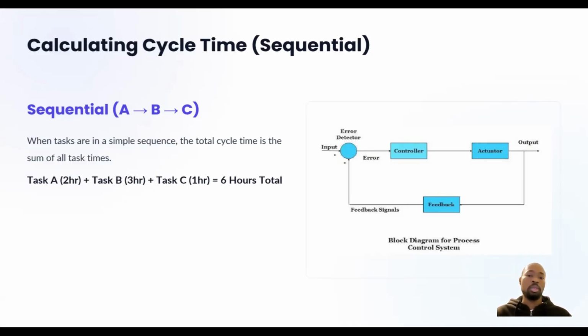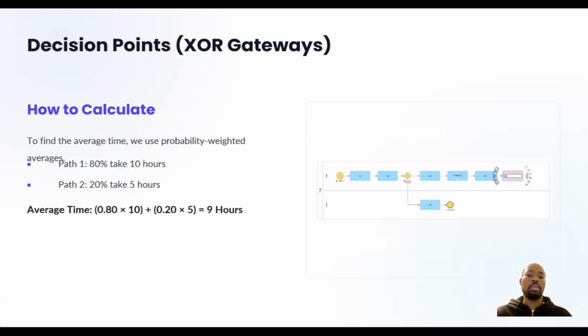But in real life business processes, we often have decision points or parallel activities. And that is when the chapter goes in depth on decision points. So at a decision point, for example, a company which is responsible for either approving or rejecting a loan, the process itself can take different paths. To calculate the average cycle time in such cases, we'd use probability weighted averages.